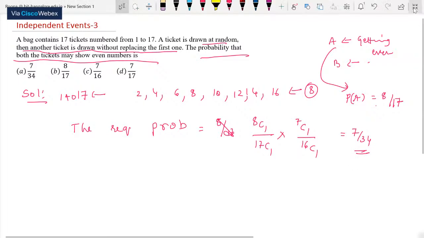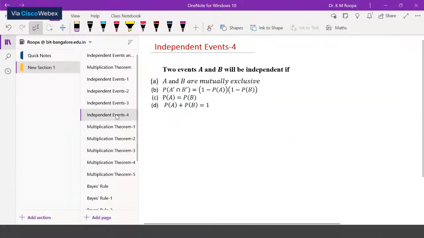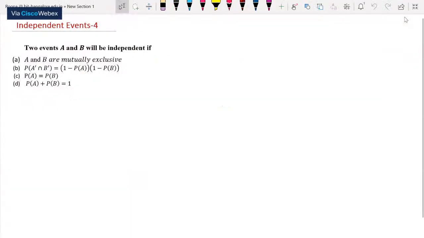The next one is about two events. This was also given once in the question paper. Two events A and B will be independent if which one is correct? They're asking. A and B are mutually exclusive; definitely it's not this. Probability of A complement intersection B complement is 1 minus P of A into 1 minus P of B. P of A is equal to P of B. And sum of the probabilities equal to 1. I think anyone will guess this one.